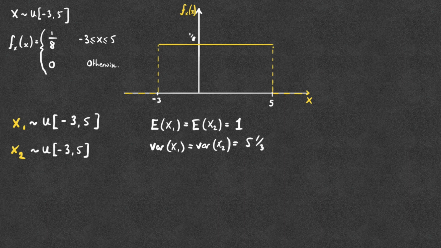Now, the other bit of information that we're told is that x1 and x2 are drawn independently from this underlying population x. So that means that knowing the value of x1 is not going to affect the value of x2. And if they're independent, it also means that the covariance between x1 and x2 is going to be equal to 0.